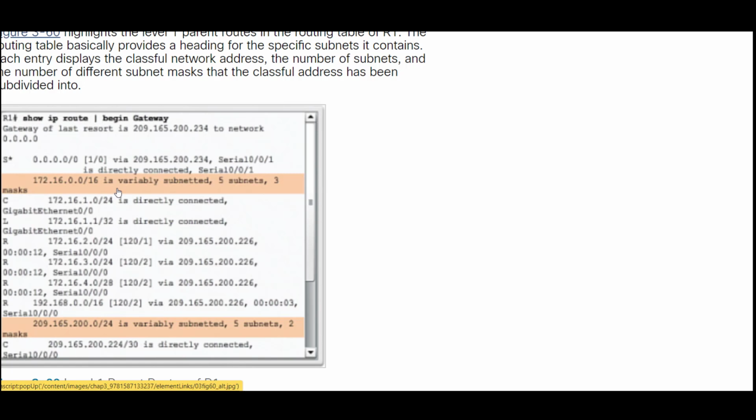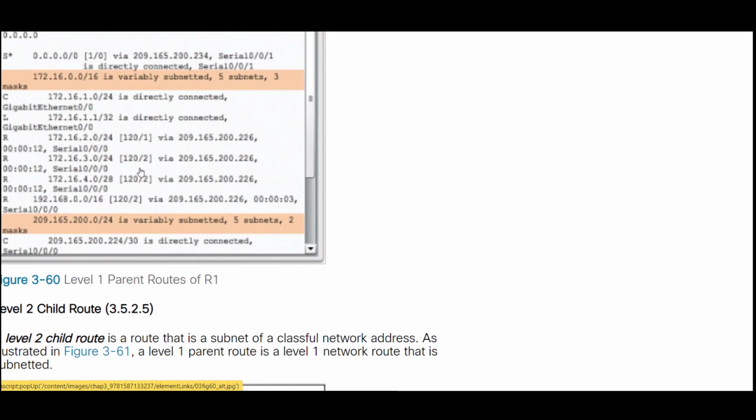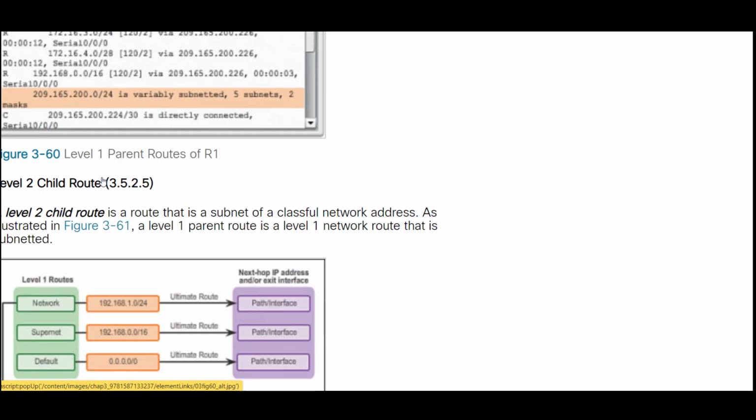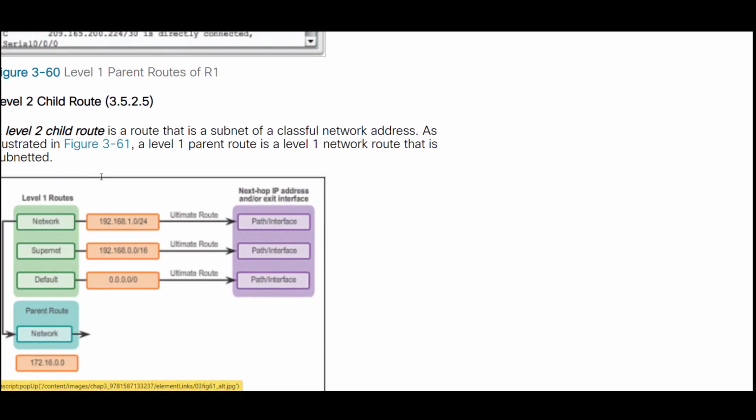So level 1 parent means here we have done subnetting. We borrowed some bits. We increased the subnet mask. That is the meaning. So previously we reduced the subnet mask, we have done supernet. But here we have done subnet. Then the next one we are going for is child.